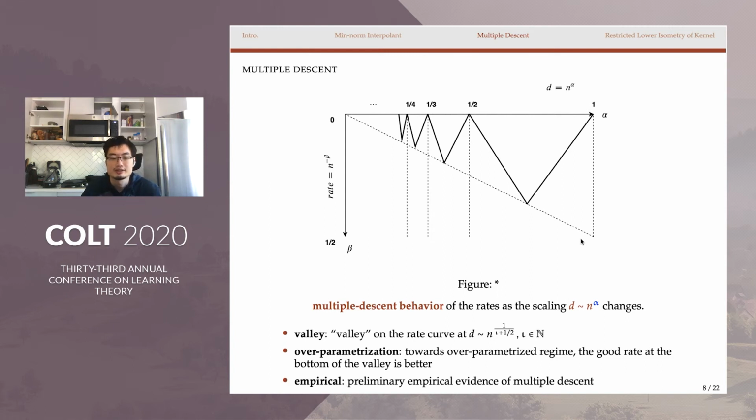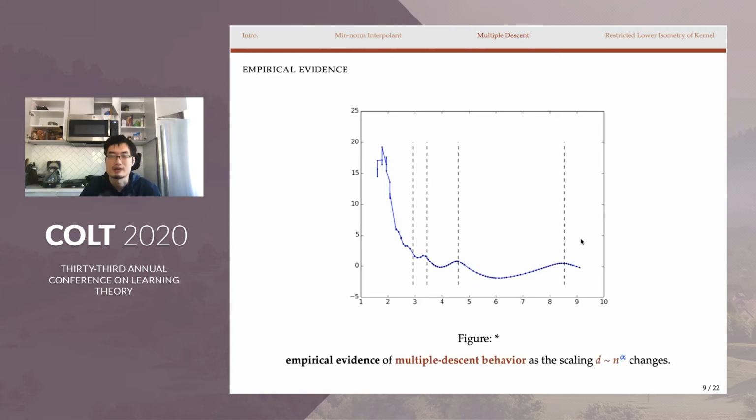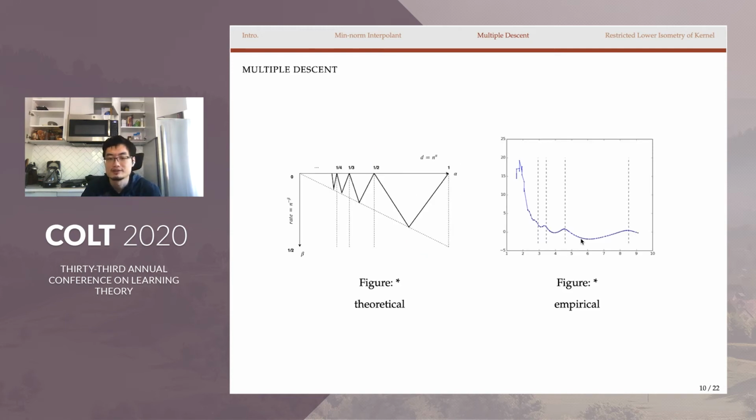Empirically, we also obtain similar results, although this is just a theoretical upper bound. Empirically, we also have this multi-descent behavior, as you can see in this plot, making a comparison like this. On the left is the theoretical result, on the right is the empirical result. These are all plotted on a logarithmic scale. The plot on the left, the theoretical one, shows the asymptotic behavior. That's why it's so rigid.